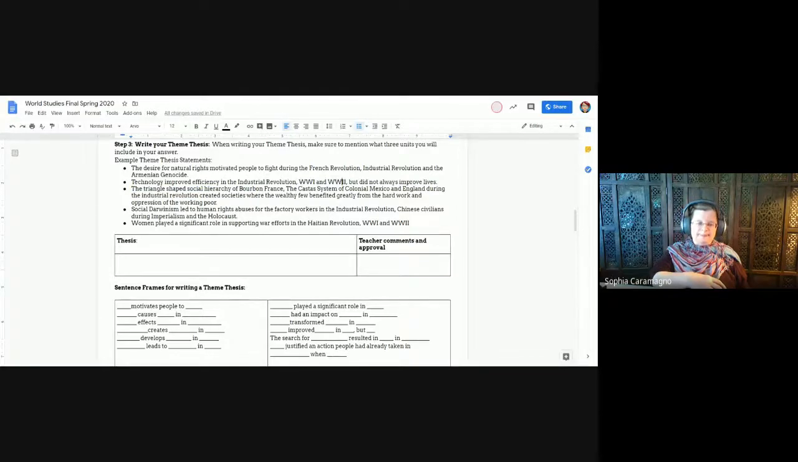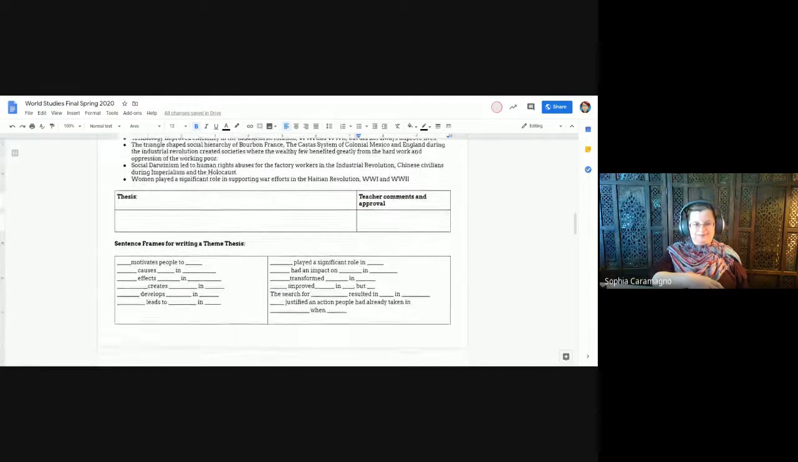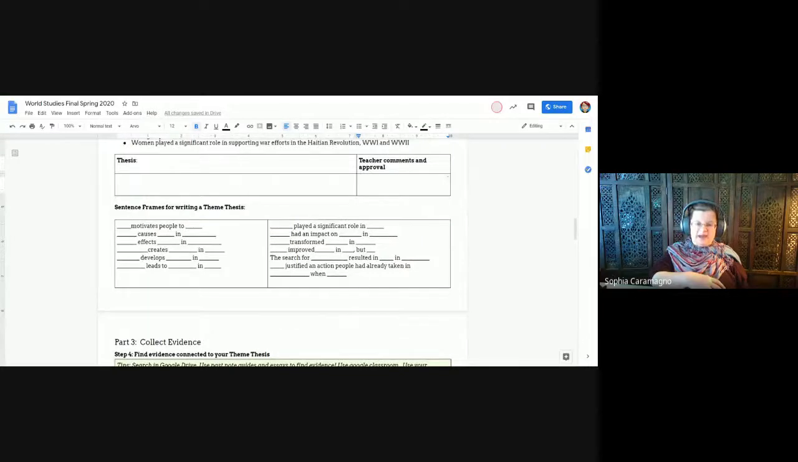You're going to write your thesis here, and you're going to let your teacher know as soon as it's done so that they can approve it and offer any comments or suggestions to help you move forward. There's also some thesis writing sentence frames here. Any of these will work. You can use them if you find them helpful or you want to just jumpstart your thinking, but you don't have to use them. You only need to use one because your thesis is just one statement.